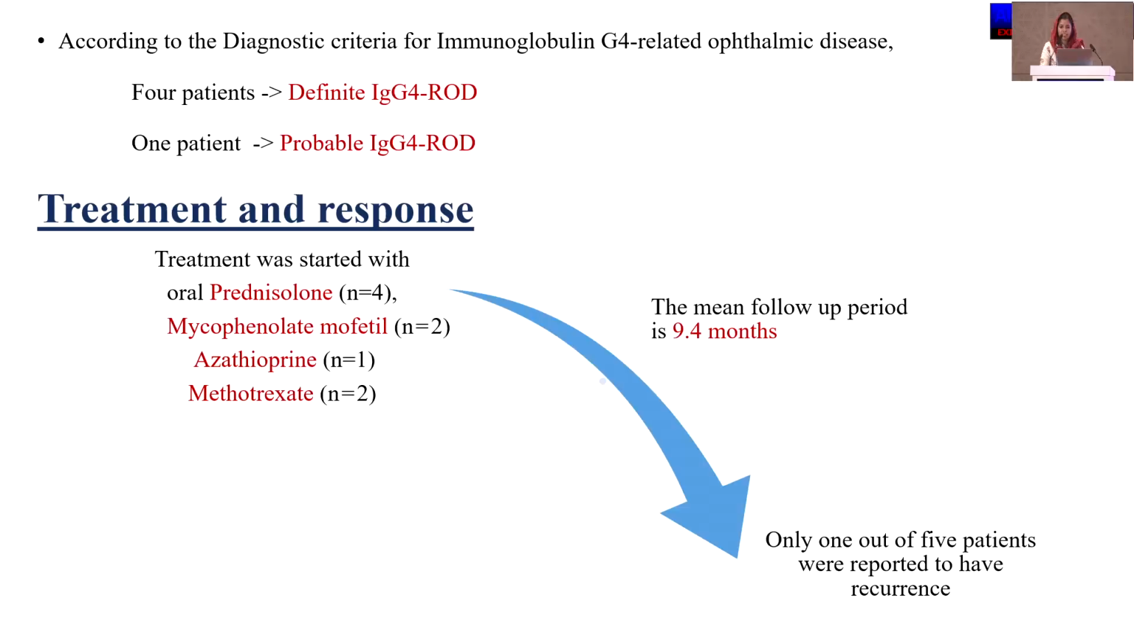According to the diagnostic criteria for immunoglobulin G4 related ophthalmic disease, 4 patients were classified into definite category and 1 patient into probable category. And after ruling out a systemic disease, treatment was started with oral prednisolone, mycophenolate mofetil, azathioprine or methotrexate. The mean follow-up period is 9.4 months, and only 1 out of 5 patients was reported to have recurrence.